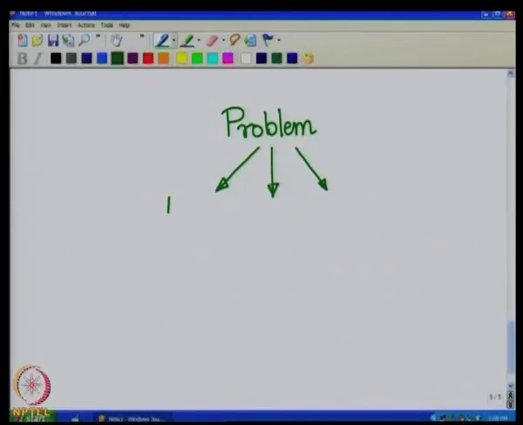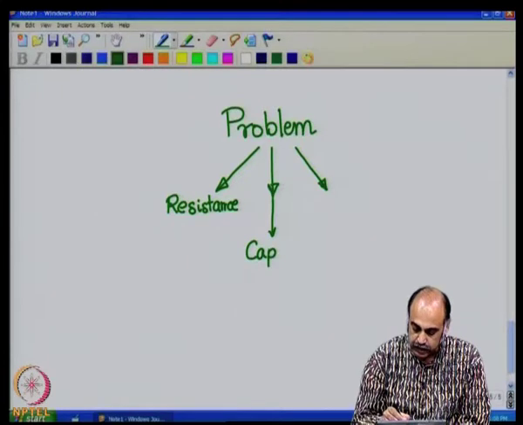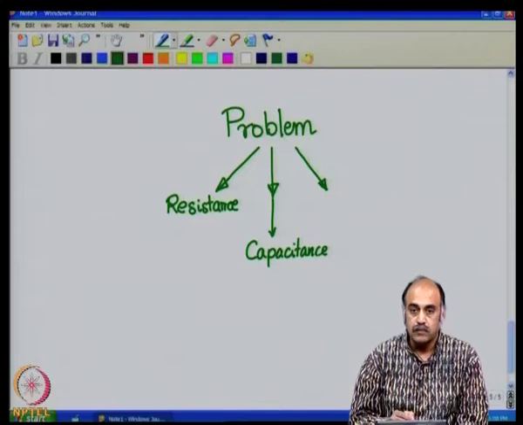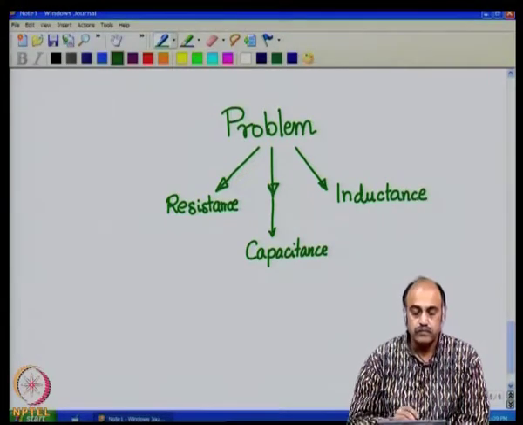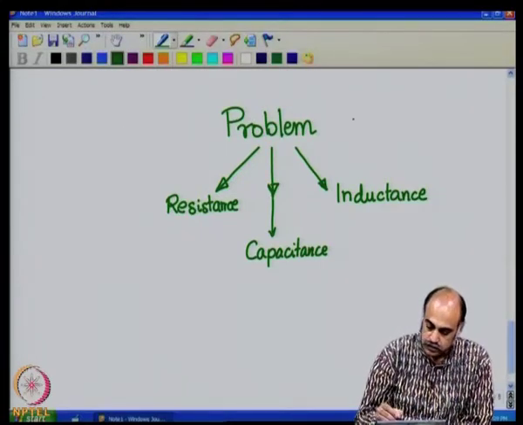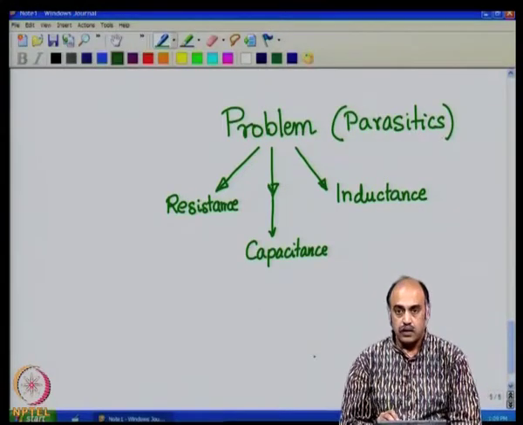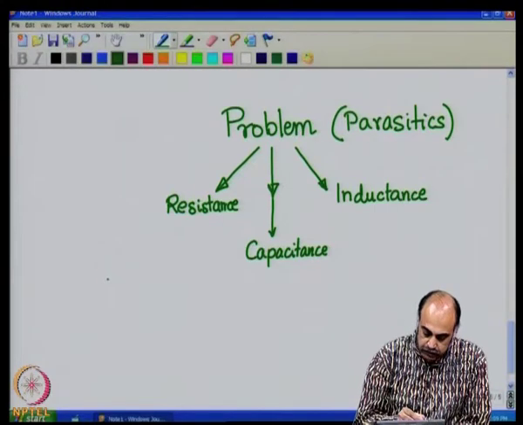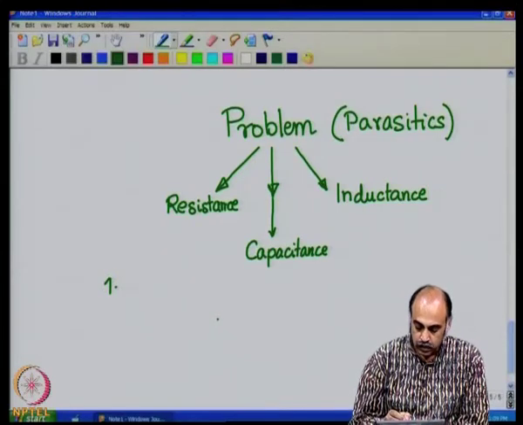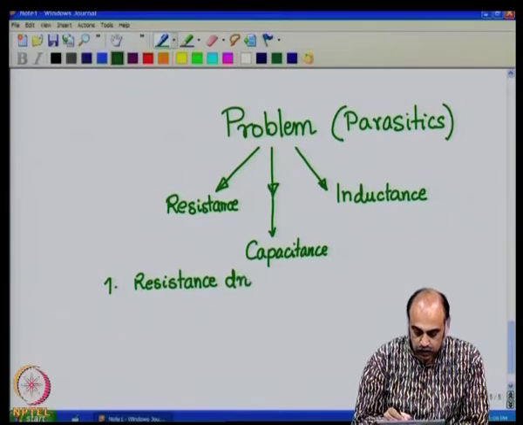Now, one is the problem of finite resistance, as we were saying. We also have another problem, the problem of finite capacitance. We also have the problem of finite inductance. Now, all these problems, due to the parasitics, can cause functionality problems in our electrical circuit. The first one being the resistive drops that we just discussed.